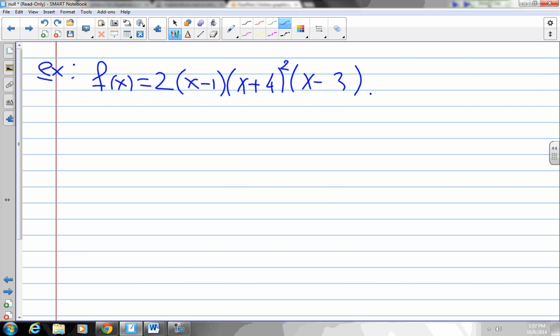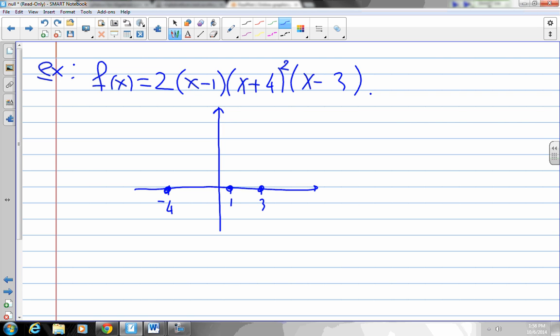Did that change the number of zeros? What are the zeros of this function? Can you tell me? That's the same as what we just did. What are the zeros? 1, negative 4, positive 3. Yeah, 3 zeros. Still 3 zeros. They're still the same zeros. So we're still 1, 3, negative 4. We're still hitting these points.